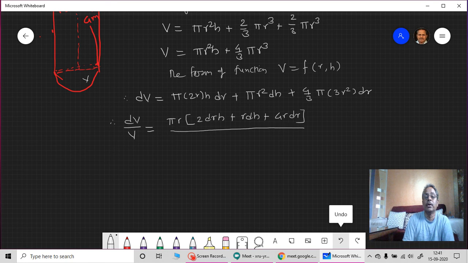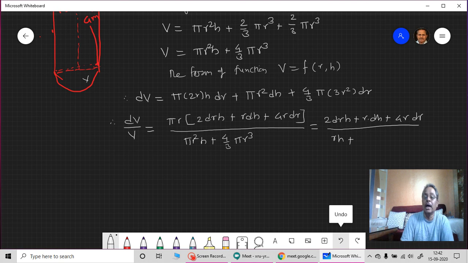and divide by, okay, total volume we have already calculated to be pi r square h plus this is 4/3 pi r cube. So everywhere you find pi r is there, pi r is here, pi r is here, everywhere. So cancelling this pi r from the numerator as well as the denominator, I'll get this to be twice dr into h plus r into dh plus 4 times r into dr, divided by, now removing this pi r, I'll get r into h plus 4 by 3 r square.